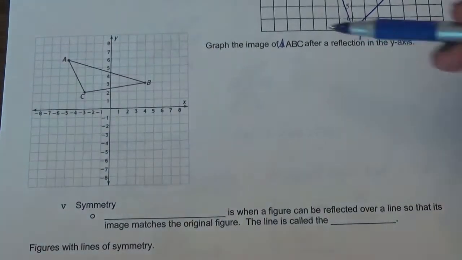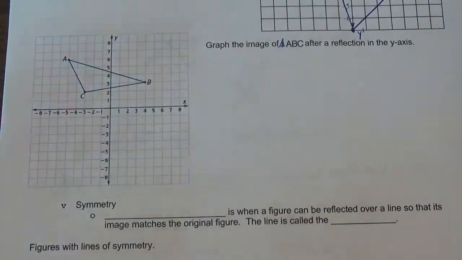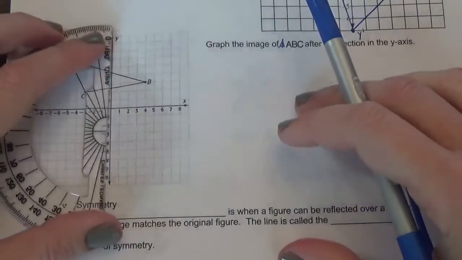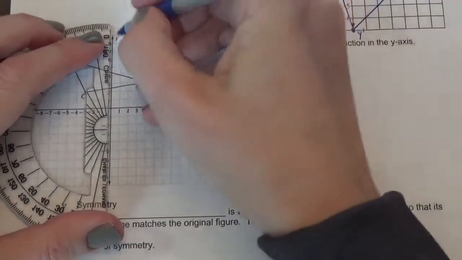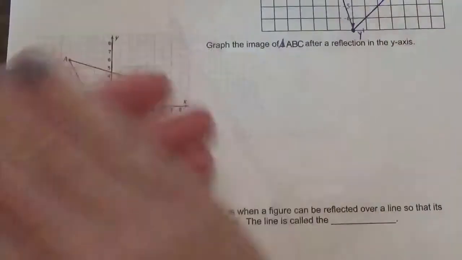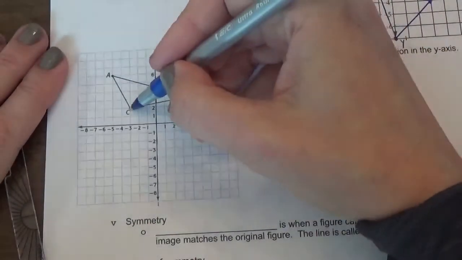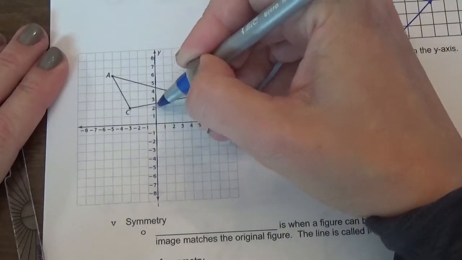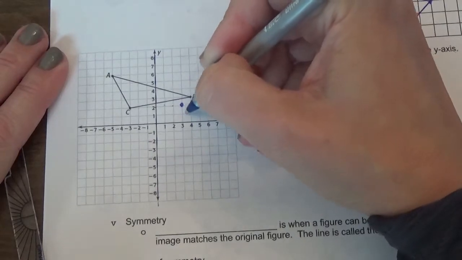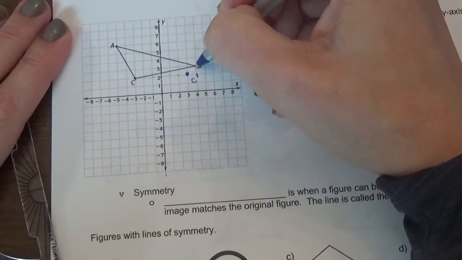Another practice. Graph the image of triangle ABC after reflection in the y-axis. Ooh, this one's weird because it's going across it. So here's the y-axis. It's almost going to flip right over that. So C is 1, 2, 3 away. 1, 2. I'm putting C prime over here. B is going to flip the other side.